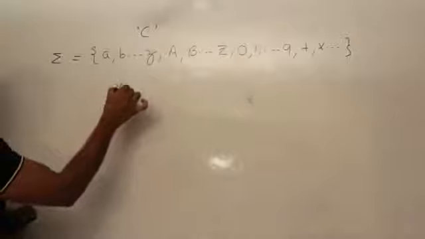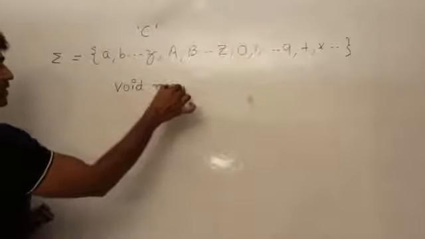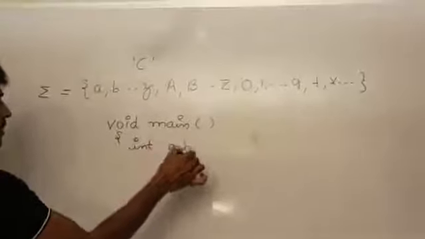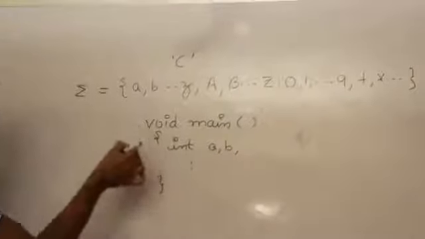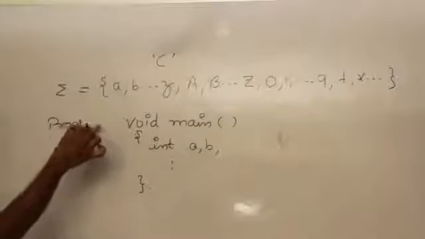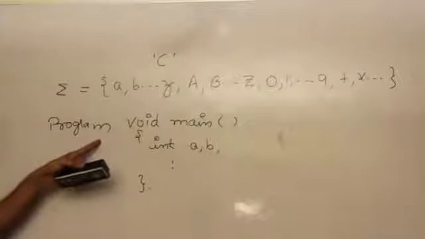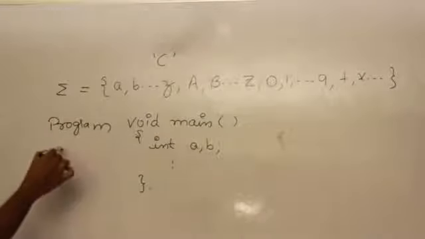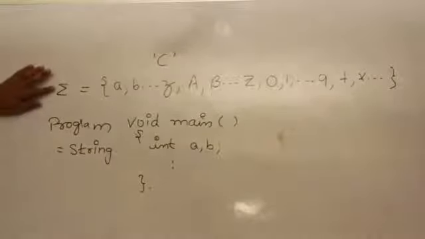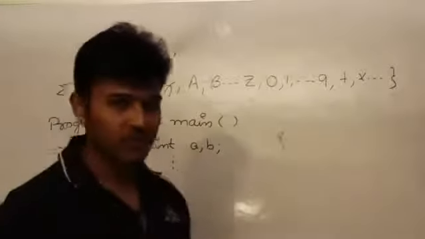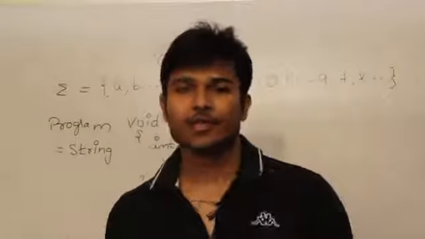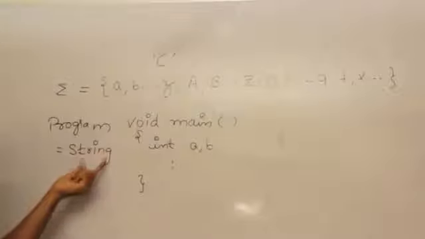So if you write like this, void main something, and then int a, b, so on, and close it, this is nothing but a string. This is actually a program in C. In C it is a program, but coming to TOC, it is nothing but a string, isn't it? Sigma is nothing but the alphabet when you come to TOC, the set of all symbols which are allowed when you look at the C programming language. And now a program is nothing but a string.